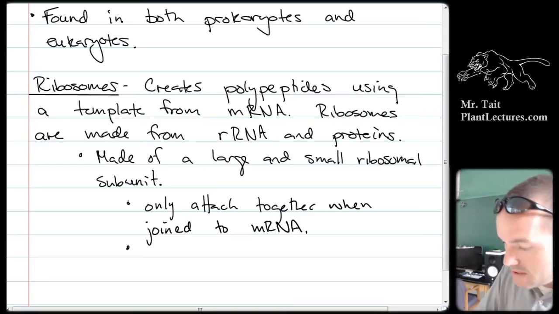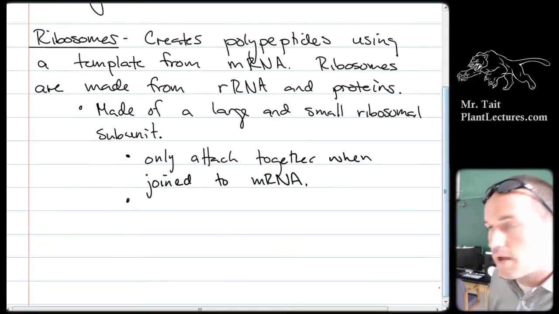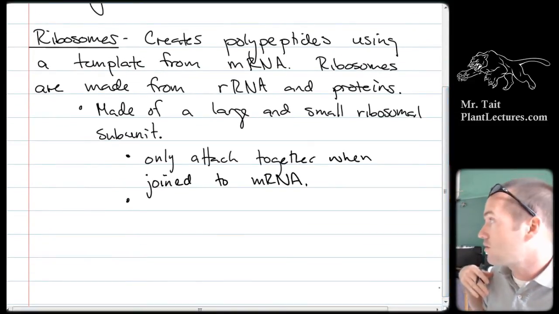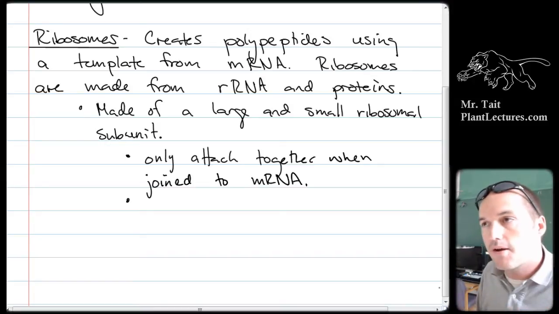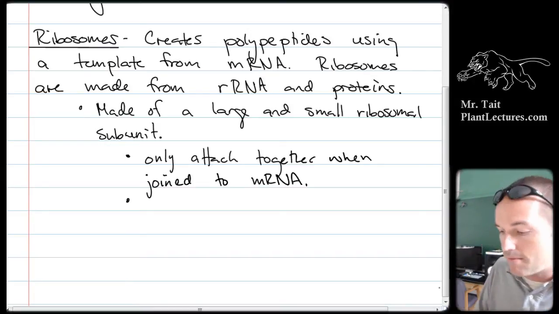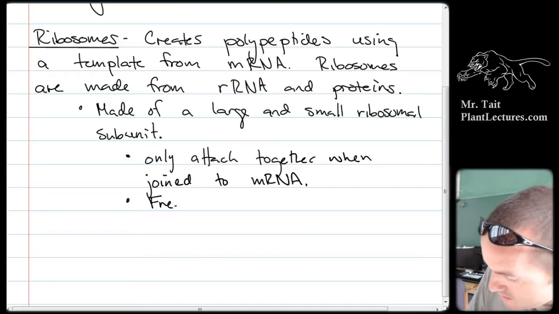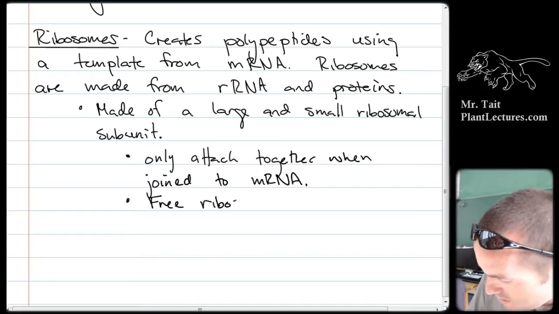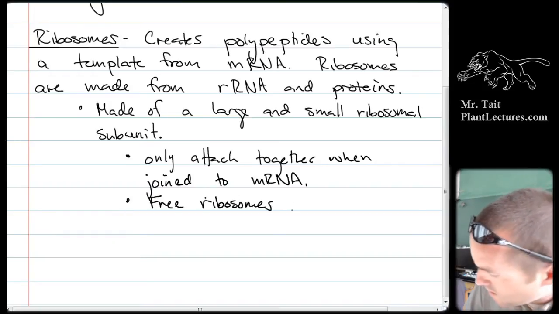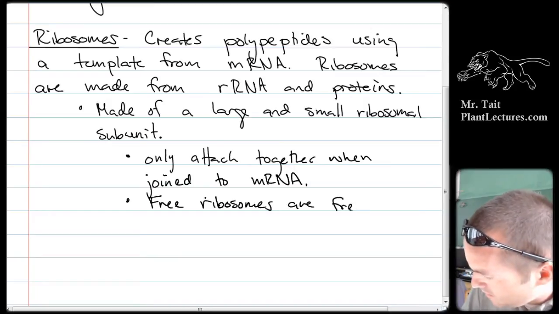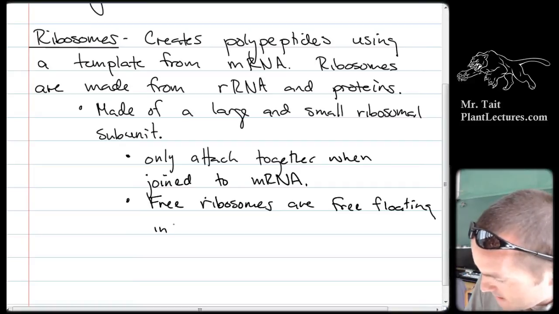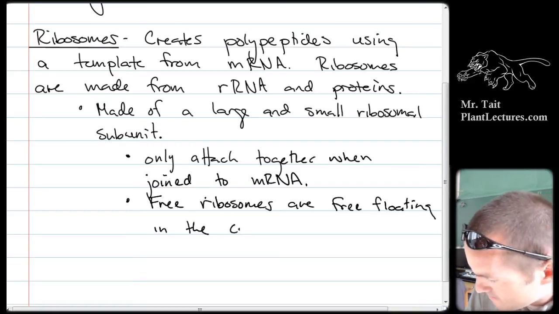There are two types of ribosomes. Eukaryotes have a type of ribosome called the bound ribosome, but both prokaryotes and eukaryotes have what are called free ribosomes. We say free ribosomes are free floating in the cytoplasm.